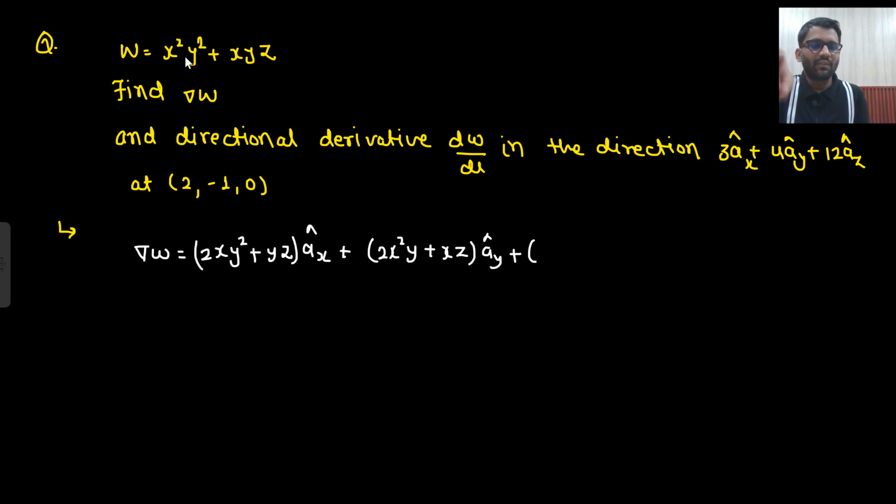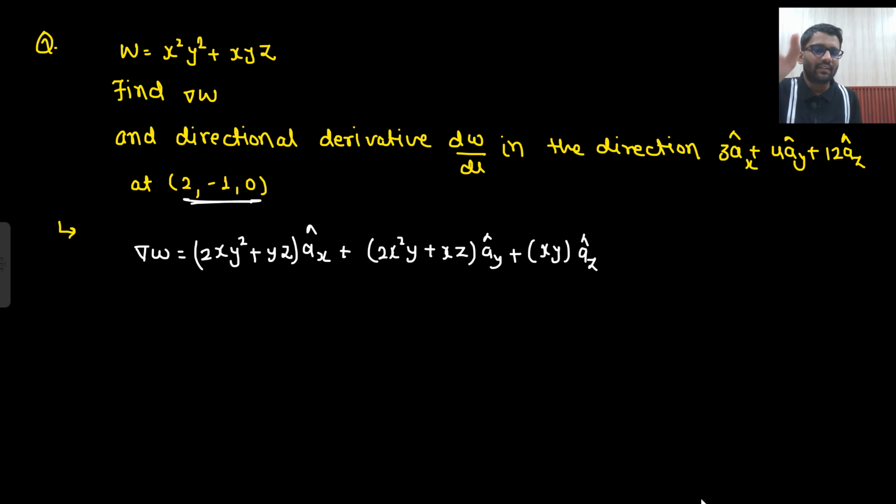Here differentiation with respect to z. So x square plus x square into y square. Differentiation with respect to z will be 0. And here xy will be common and differentiation with respect to z will be 1. So xy az cap.